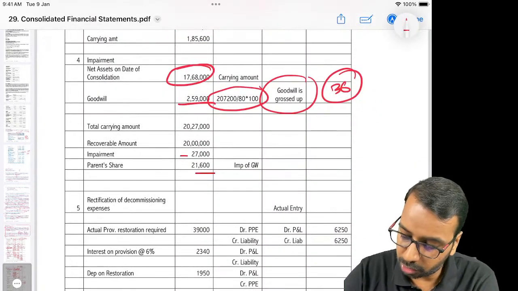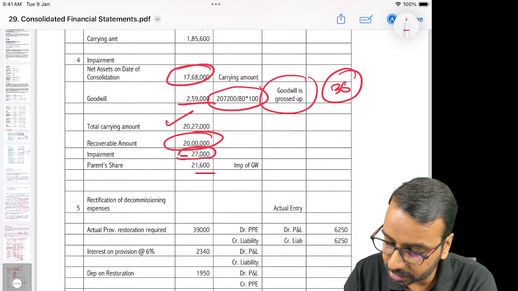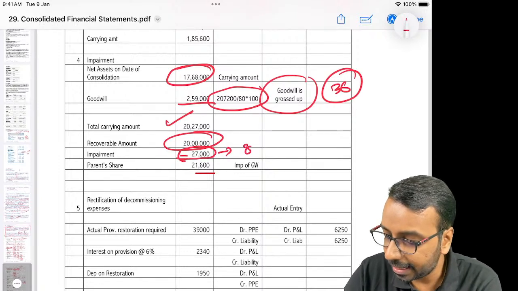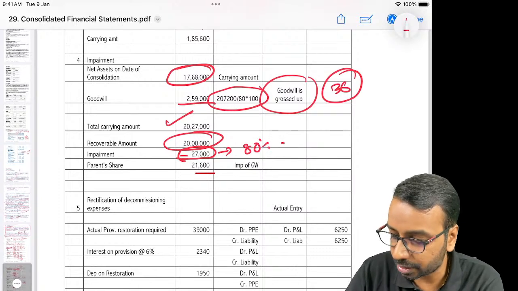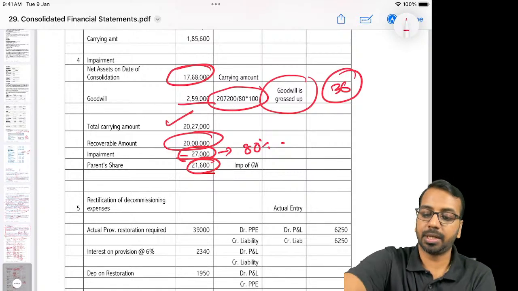Okay, so this is the total carrying amount. Recoverable amount is 20. So impairment is 27 lakhs. This is the total impairment. 80% is parent, so parent share is 21,600. 27,000 into 80% is 21,600.